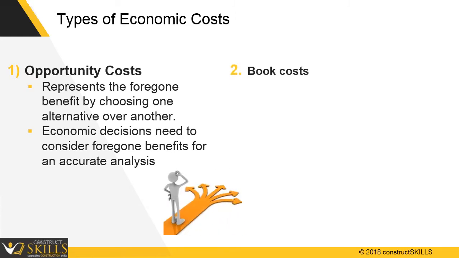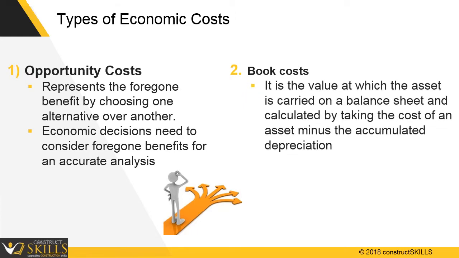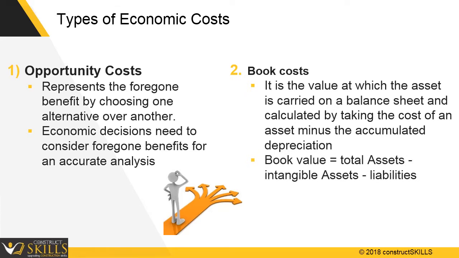Book costs. It is the value at which the asset is carried on a balance sheet and calculated by taking the cost of an asset minus the accumulated depreciation. It can be calculated as book value equals total assets minus intangible assets minus liabilities.